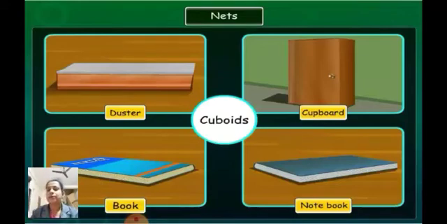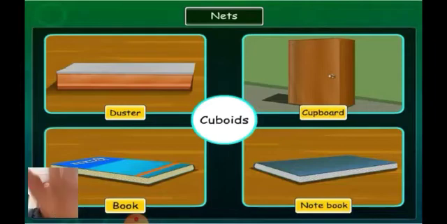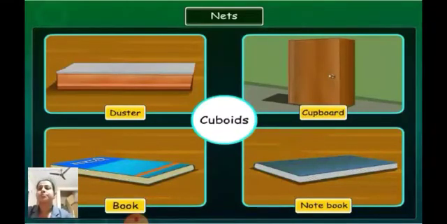Have you understood what they are now? They are three-dimensional objects made out of a two-dimensional plane, and that two-dimensional plane you need to fold. Fine, so that is how we can get a cuboid. Then let us proceed a little further.